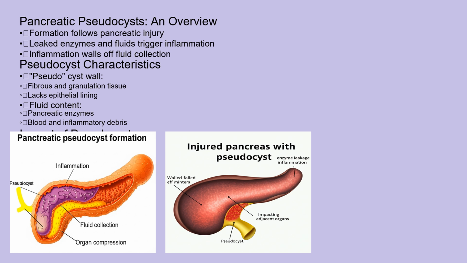To understand pseudocysts, we need to peek into their inner workings. Following pancreatic injury, leaked enzymes and fluids trigger an inflammatory response. This inflammation walls off the fluid collection, creating a pseudocyst because the wall isn't lined with epithelial cells like a true cyst. The wall consists of fibrous and granulation tissue. The fluid within often contains pancreatic enzymes, blood, and inflammatory debris. The size and location of the pseudocyst can then impact surrounding organs.